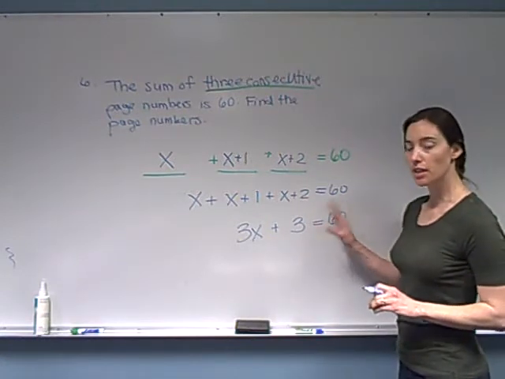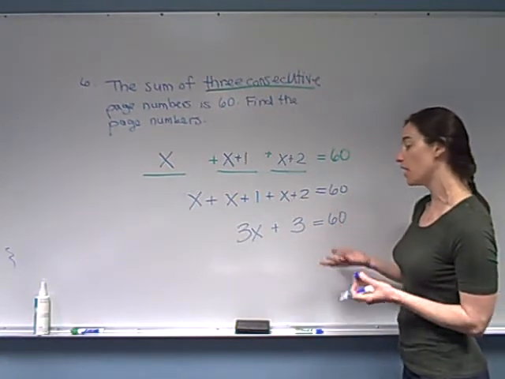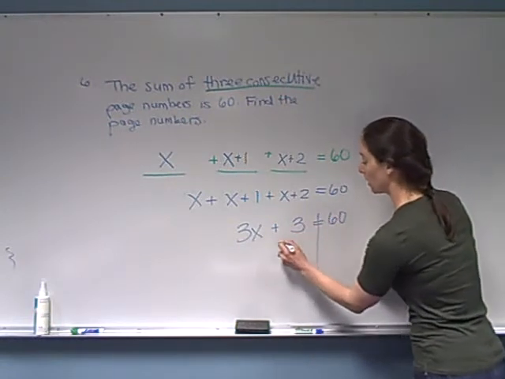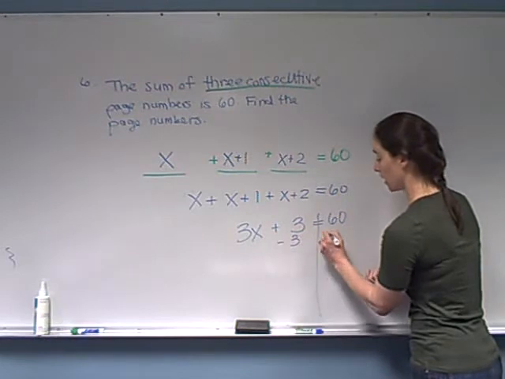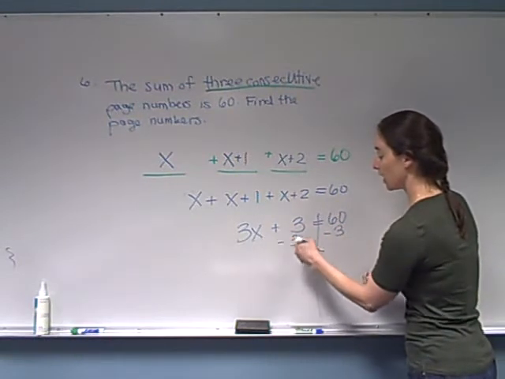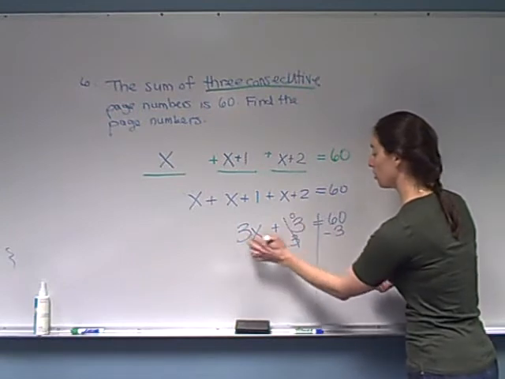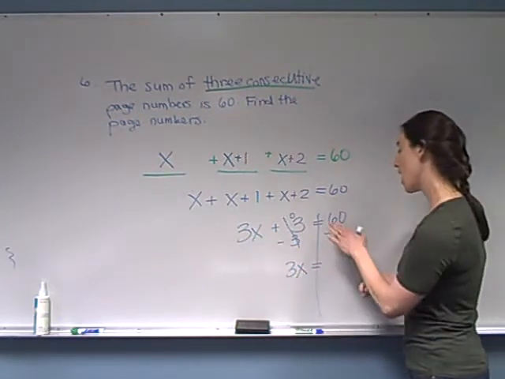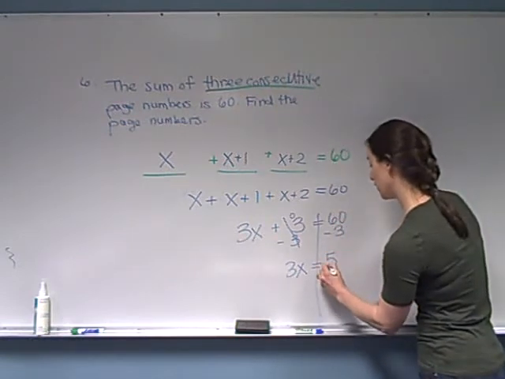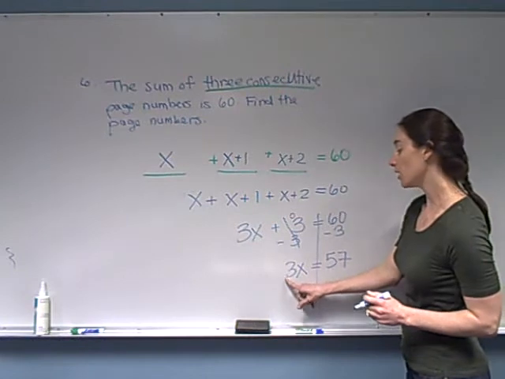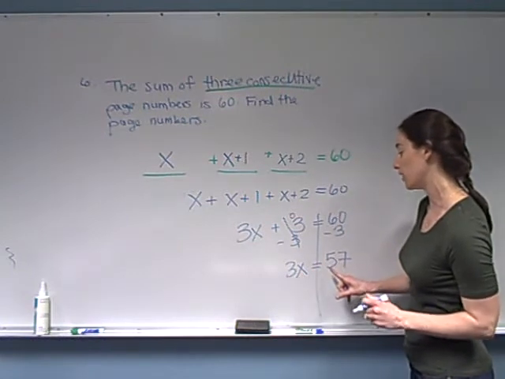So I've simplified each side of my equation as much as I can, and now I'll just solve. I'll begin by subtracting 3 from the left-hand side and the right-hand side. Positive 3 and negative 3 will combine to 0 and will leave me with just a 3x on the left-hand side. And 60 minus 3 will be 57. Okay. So now I have 3 times x is equivalent to 57.